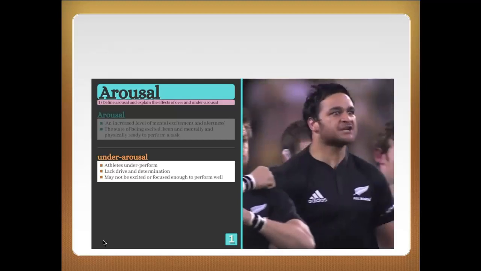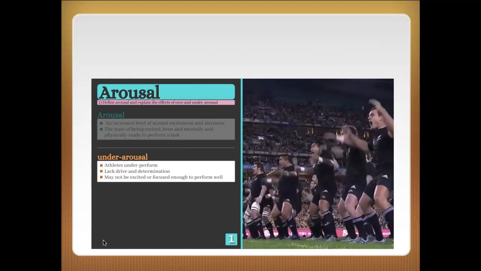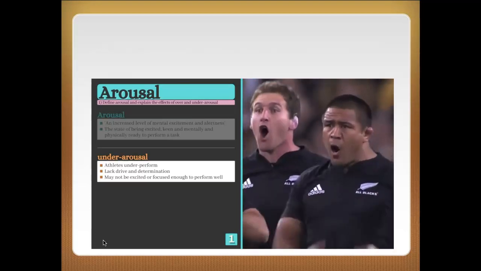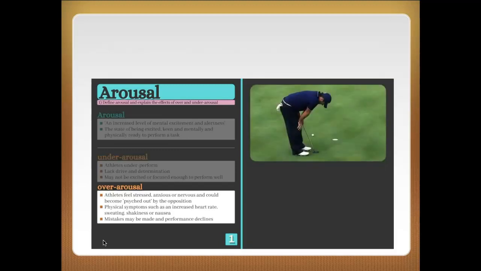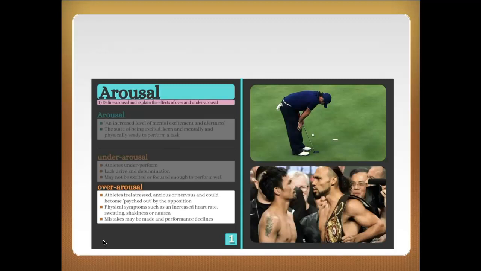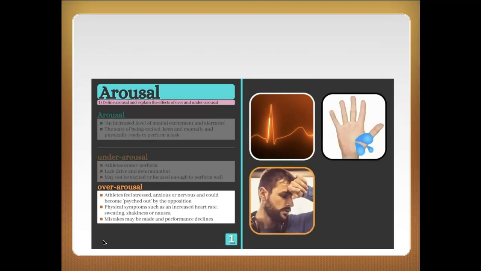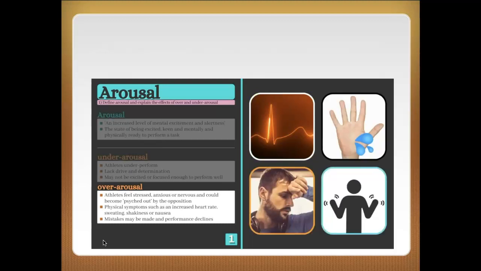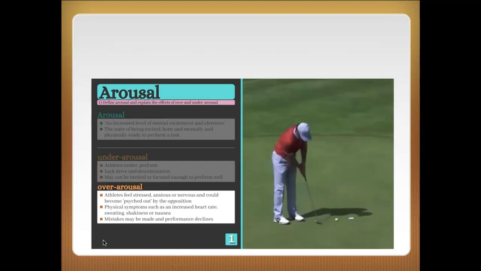For example, New Zealand's rugby team performs a ritual dance called the haka to raise their arousal levels prior to kick-off. Athletes can also become over-aroused, however, which often results in stress, anxiety, and nervousness, becoming psyched out by the opposition, and physiological symptoms such as increased breathing and heart rate, sweaty palms, nausea, and muscle tremors or shakiness. Too much arousal can therefore lead to mistakes and suboptimal performances.